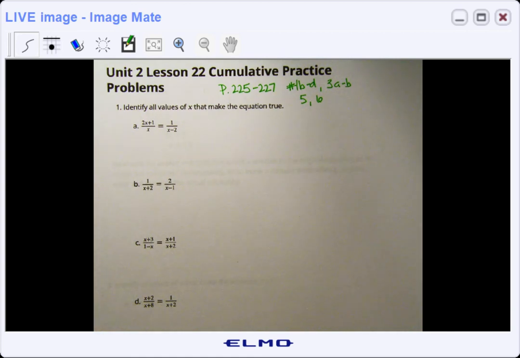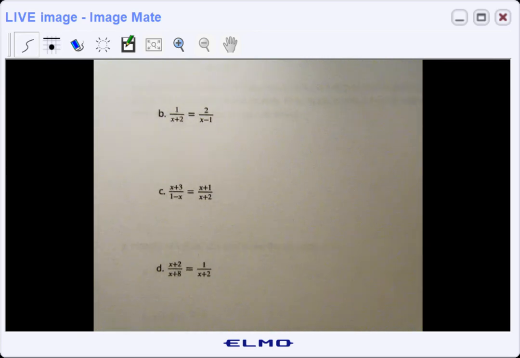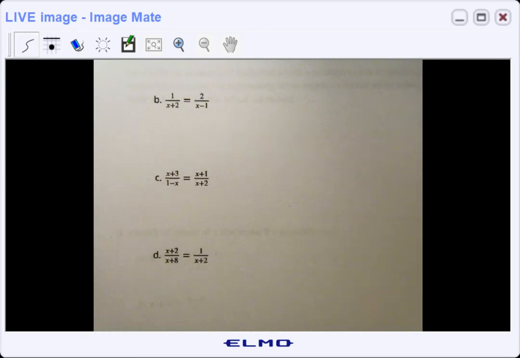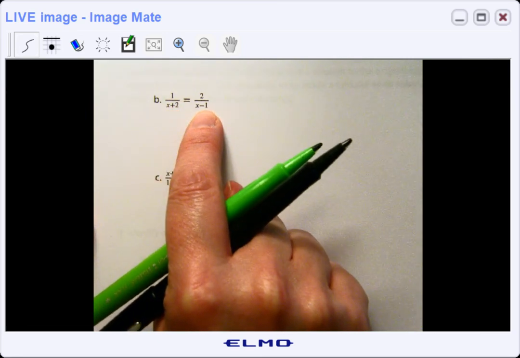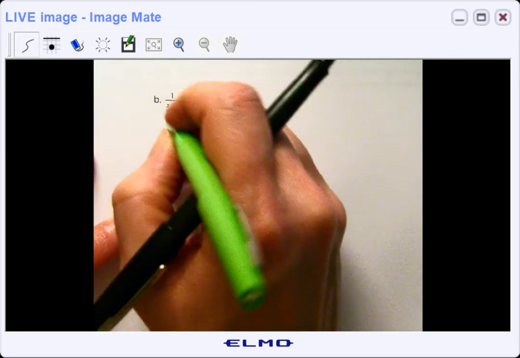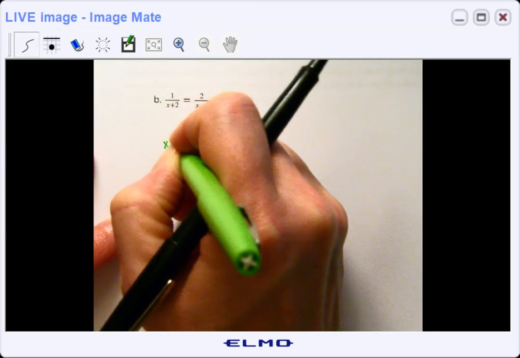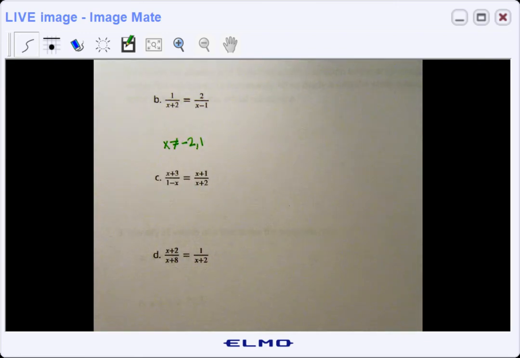So I'm going to zoom in. We'll start on problem B. Okay, so using our same strategy of eliminating the fractions in the problem by multiplying by the denominators, we'll start with that. But before we do any of that, I'm just going to write down the values of x that would make either of these denominators equal to 0 so that I remember that when I'm going to state my final solutions. So I know here x cannot equal -2 or 1. And I'm just going to do C and D as well.